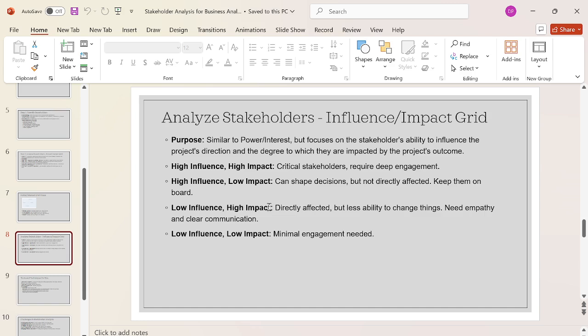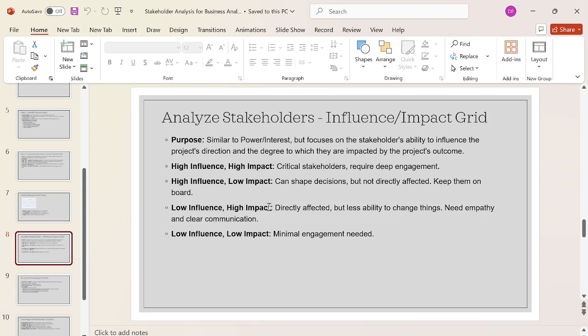So here, high influence and high impact stakeholders are very important and crucial to us, and require deep engagement, with continuous interaction. The second part is high influence but low impact: they can shape the decision but are not directly affected, so keep them on board. Then low influence and high impact: directly affected but with less ability to influence things, they need empathy and clear communication. And low influence and low impact needs minimal engagement.